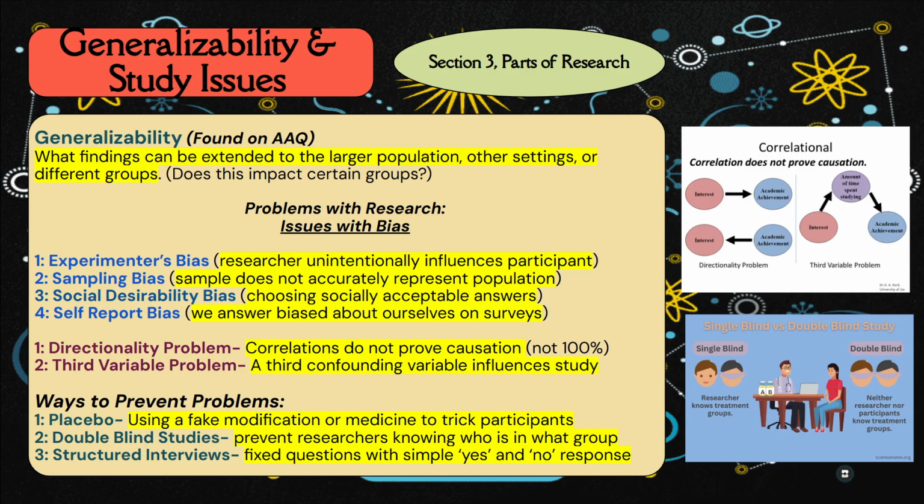Now, a few ways that we prevent some of these problems are with a placebo. So we use a fake version of a medicine to trick people in the control group to think they're getting the same treatments as the experimental group.